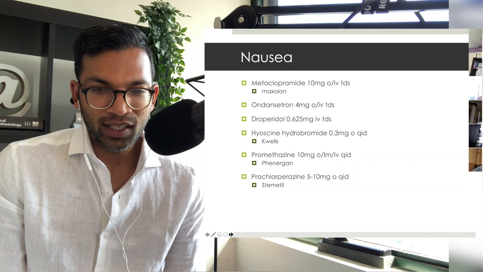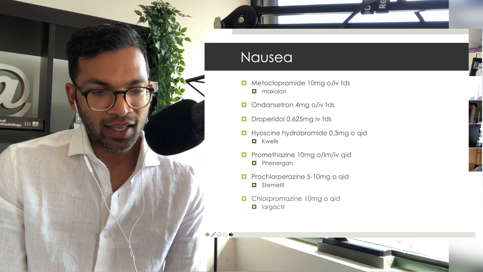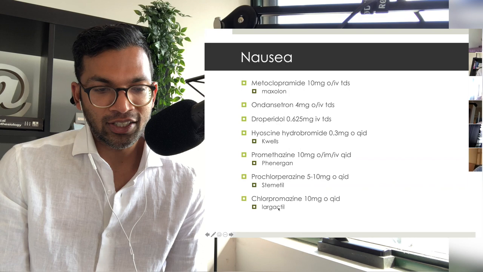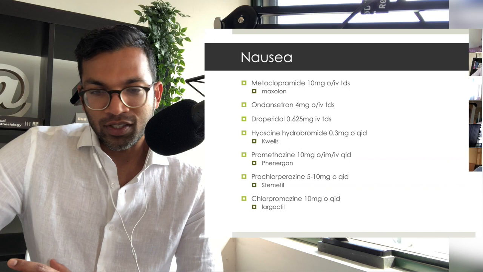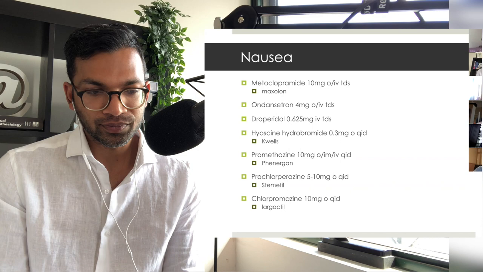Stemetil is prochlorperazine, 5 to 10 milligrams oral QID, and then chlorpromazine is Largactil. Largactil is also an antipsychotic. It's got a large action, Largactil, and that's why it's actually used in many different circumstances, from hiccups, as an antipsychotic, to anti-nausea as well. Good. Any questions about those?